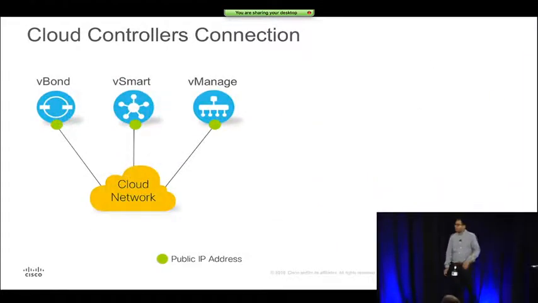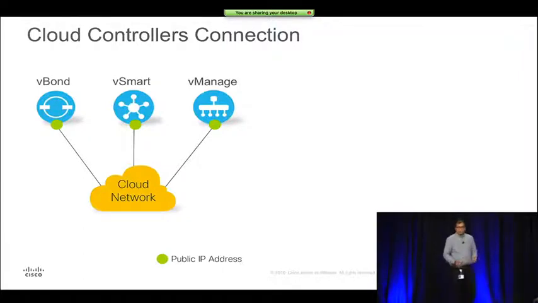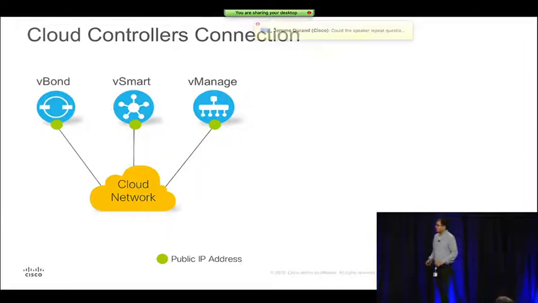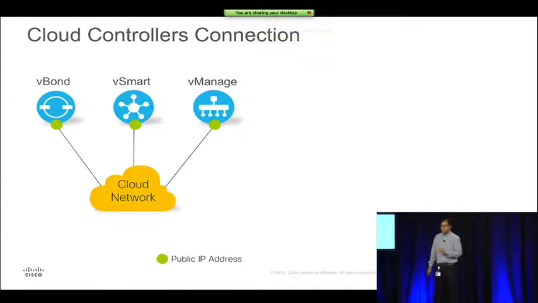Cool. From a controller connection and connectivity perspective, I'm showing you a recommended way of doing it. Within the controller deployments, they can be on a public or a private IP address. Only the VBON needs to be on a public IP address. But this is more of a recommended way because of the time that I'm going to cover. So in this case, what they need is IP reachability to each other.